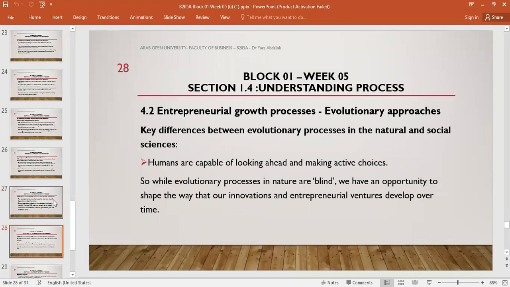We have here a certain difference between the evolutionary process in natural and social science. Human beings are capable of looking ahead and making active choices regarding their ventures. But the human being as an organism is not able to decide to pass from one stage to another. Why? Because nature is blind. You don't have this choice. You will develop over time.